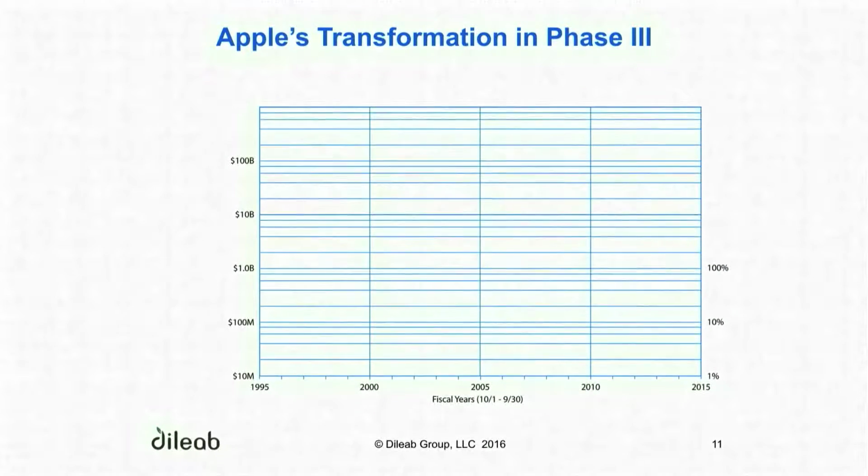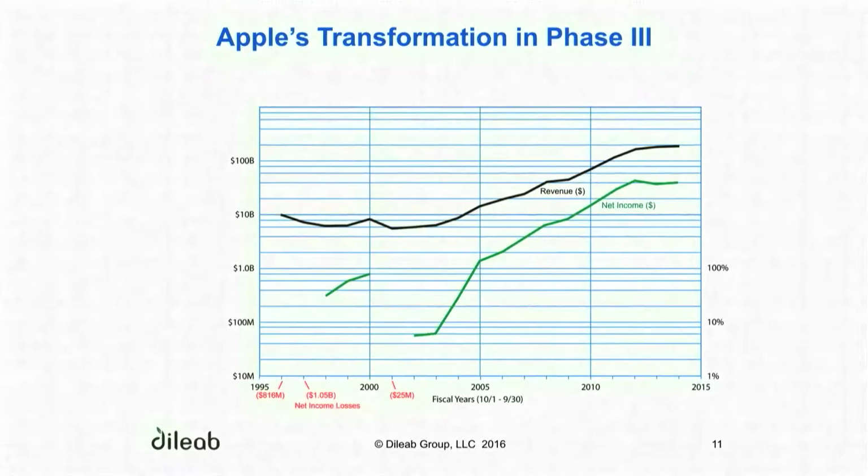This graph describes how Apple's transformation unfolded during Phase 3. Here is the revenue history, and here is how net income performed. Negative numbers do not plot on a logarithmic scale, so annual losses are entered here as red text.